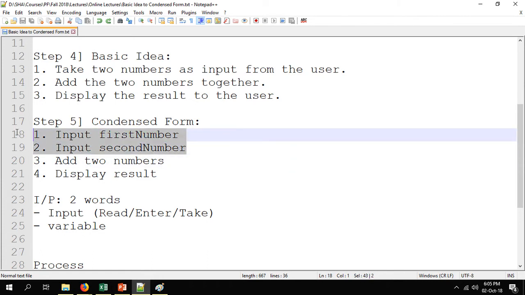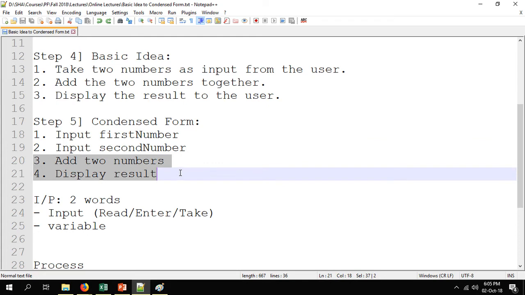All right, steps 1 and 2 are done. So now we need to convert steps 3 and 4 and standardize these two.